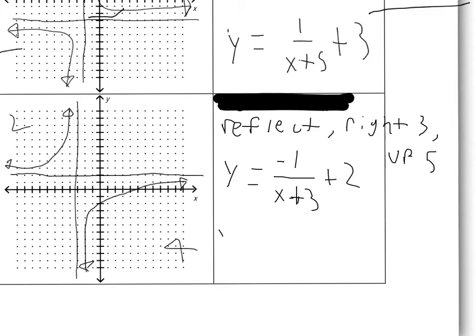So it'll be y equals +1 over, so it would be 1 over, you subtract -3 from this, because right 3 is actually the opposite, which means it's left 3. So it'll just be 1 over x now. And then up 5, you add 5 to the 2, which is your horizontal asymptote. So it'll be +7. And this will be your new transformed function.